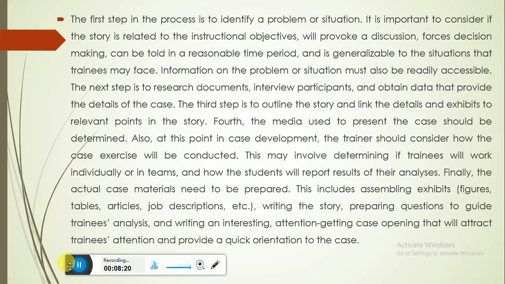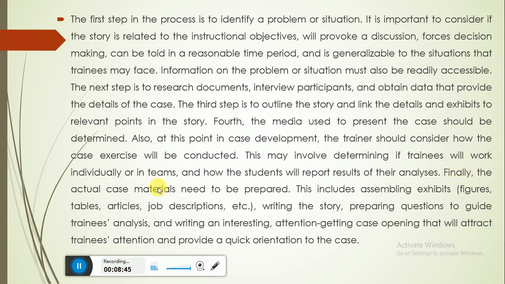Because you see in the class, sometimes lecturers give you a case study in order to deal with it as a group of students. So sometimes it might be a personal case study, or a group case study, or an individual case study. So it depends on the trainer how they conduct and do the training, and how the student will report their analysis.